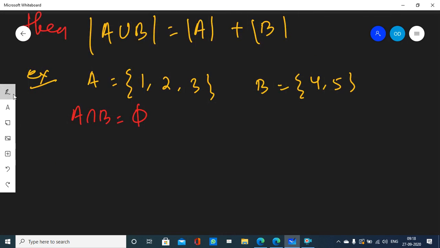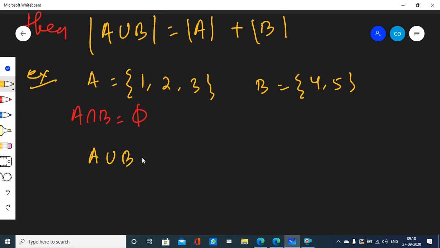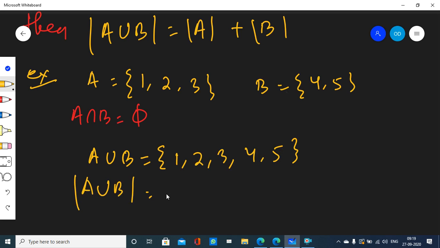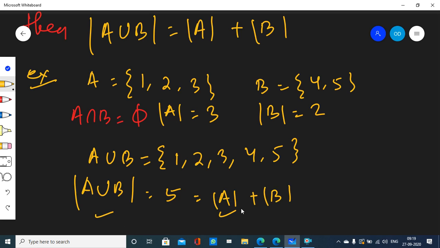Now in this case, let's find A union B. A union B will carry all the elements of A and all the elements of B, that is 1, 2, 3, 4, 5. Count the elements of A union B now. Isn't it 5? What is the number of elements of A? 3. What is the number of elements of B? 2, right? So 5 is equal to the cardinality of A plus the cardinality of B. Number of elements of A plus number of elements of B is equal to number of elements of A union B. Remember?